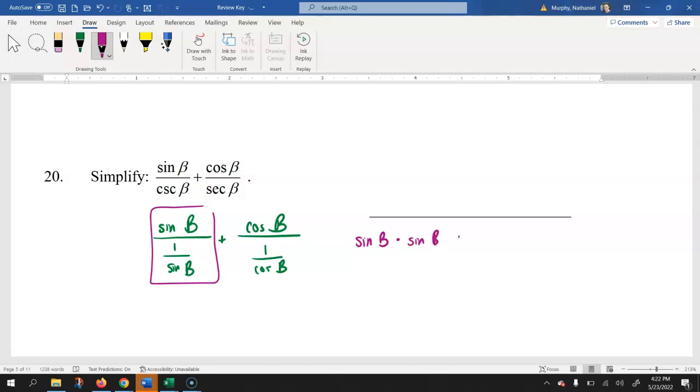All right, let's do the same thing now for this one. We'll do keep, change, flip. So we keep the numerator as cosine of b. Flip the denominator. Well, when we do that, that's going to be cosine of b over 1, which is just cosine of b. Well, look at what happens now.